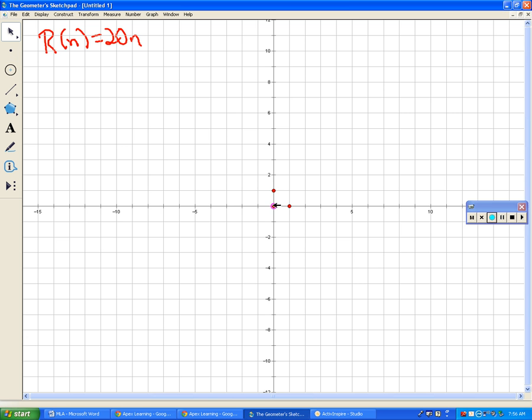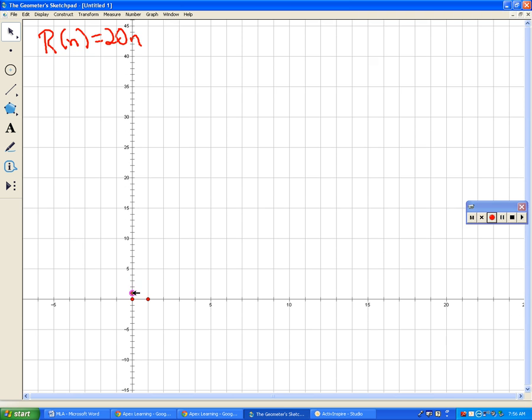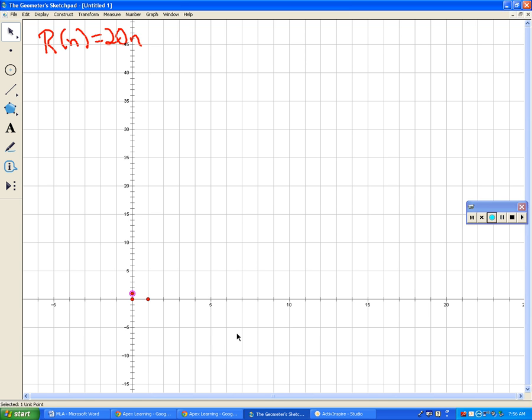And so what I'm going to do is change my scale here a little bit so that I can do that more easily. So I'm going to make this go, well, I don't know, look something like that. And since I'm starting here at 0, 0, to find my next point, I need to go up 20 and then over 1 and put a point there. And then from that point, I need to go up another 20 and over 1 and put a point there. And when I connect those points that I just graphed, then that is the graph of this equation, R of n equals 20 times n.